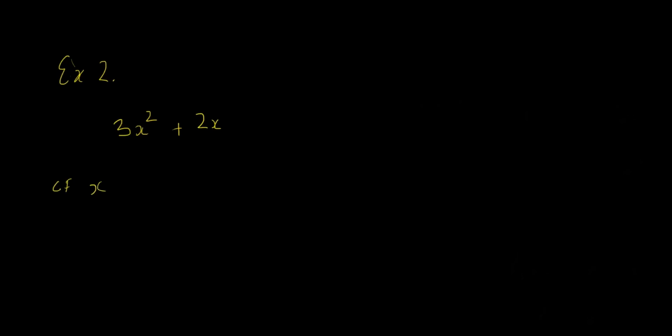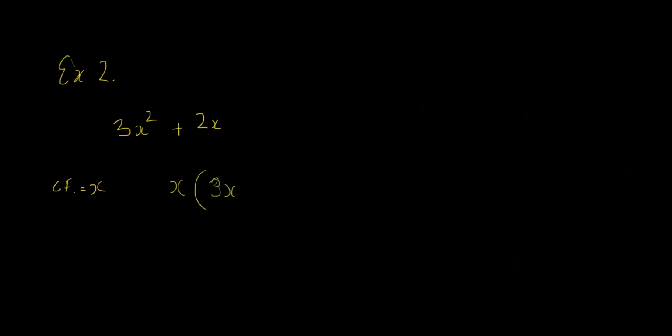What else between a 3 and a 2? What number is common between 3 and 2? Actually, is there one? There isn't, because they're both primes. So the only thing we can do is take the x out. And what goes here? What times x will give you 3x squared? What times x gives me 3x squared? 3x. Very, very good.